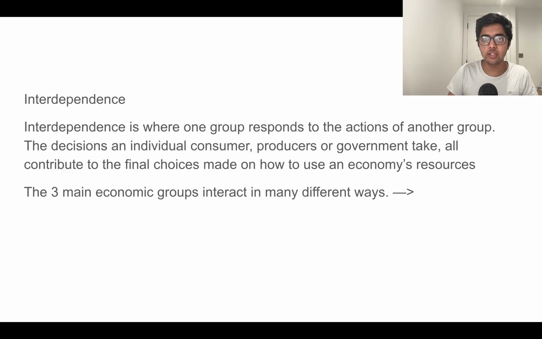Interdependence. This is a key word that's directly mentioned in the specification, so you must know this definition. Interdependence is where one group responds to the actions of another group. The decisions an individual consumer, producer or government take all contribute to the final choices made on how an economy uses its resources. The 3 main economic groups interact in many ways.